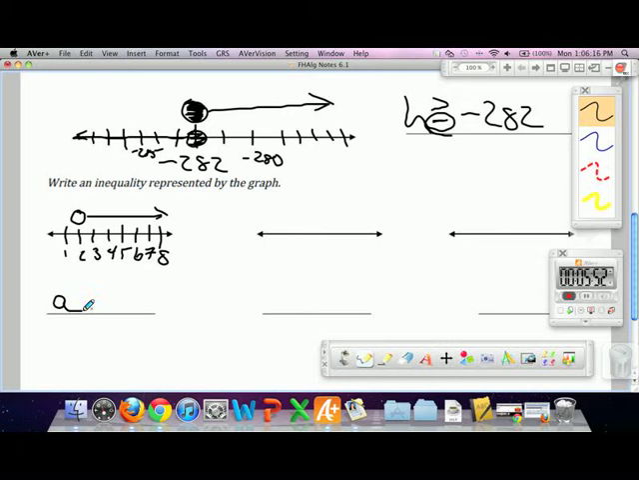A is greater than... Is it or equal to? No, it's not filled in. It's not filled in. So it's strictly bigger than 2. Okay, let's do another one.